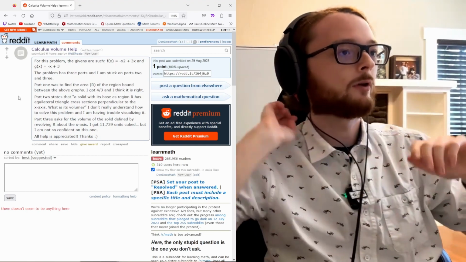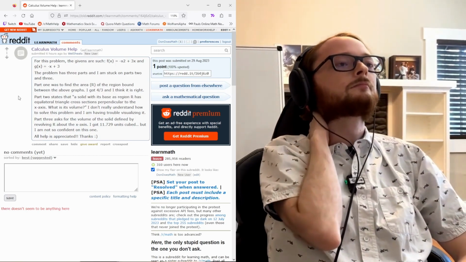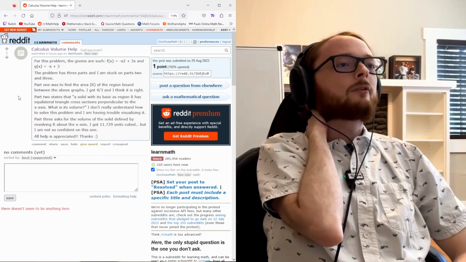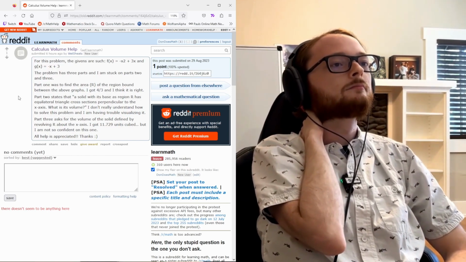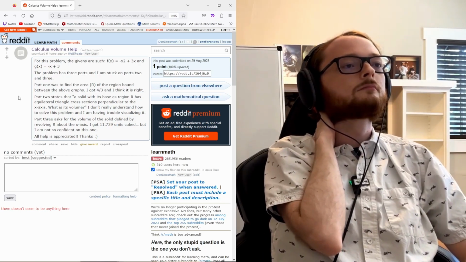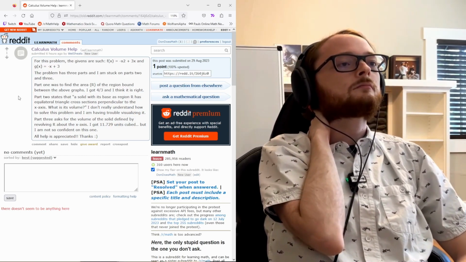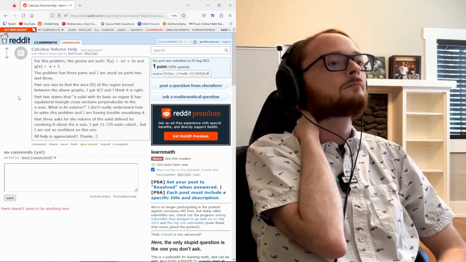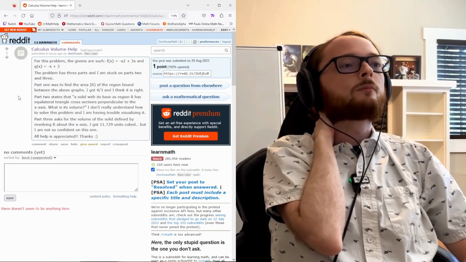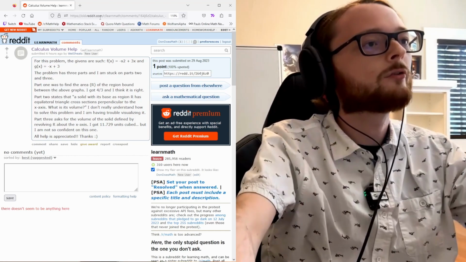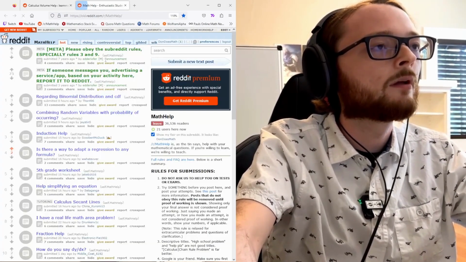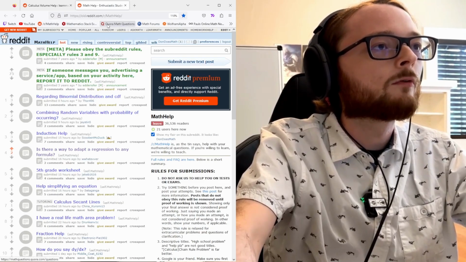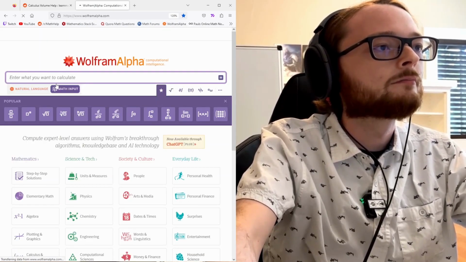Okay, calculus volume help. f of x is negative x squared plus 3x, g of x is negative x plus 3. Find the region bound between the two graphs. Let's just verify their answer using Wolfram. I won't actually work it out. Oops, that's not Wolfram. Where is Wolfram? There.